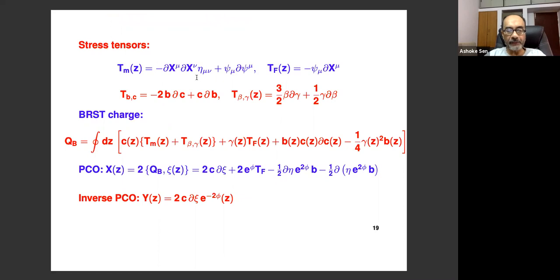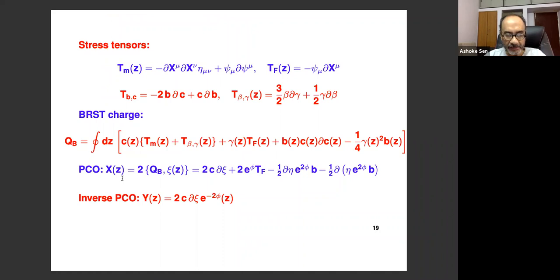So in terms of this, we define the matter stress tensor, which is here. This is the supersymmetric partner of the matter stress tensor, TF. Then you have the BC contribution to the stress tensor and the beta gamma contribution. We have the BRST charge that's defined here, all in terms of the worldsheet fields.